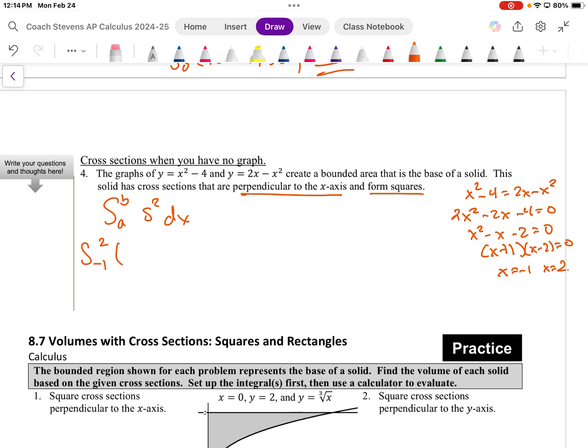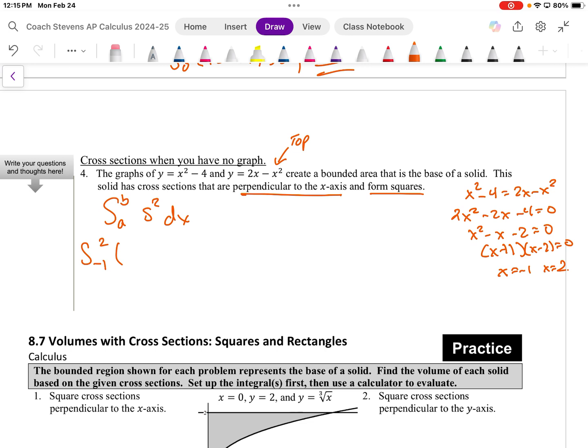Now, if you don't know which one's on top, personally, that's the one that's on top. Why do I know that one's on top? I didn't even put in a number between negative 1 and 2. Why is the 2x minus x squared on top? Why can I say that besides plugging in 0? Would you say, yeah, because it opens down.